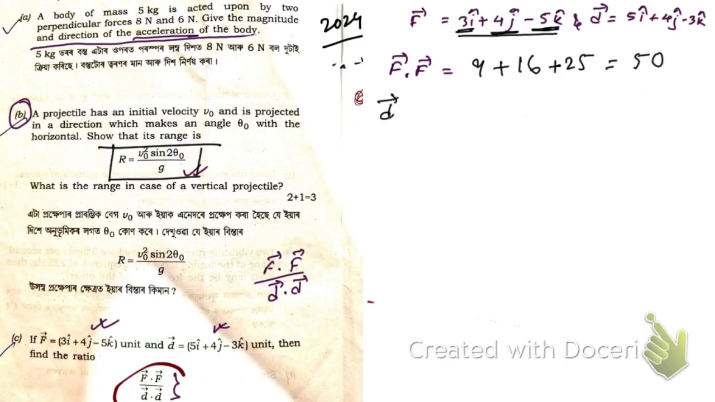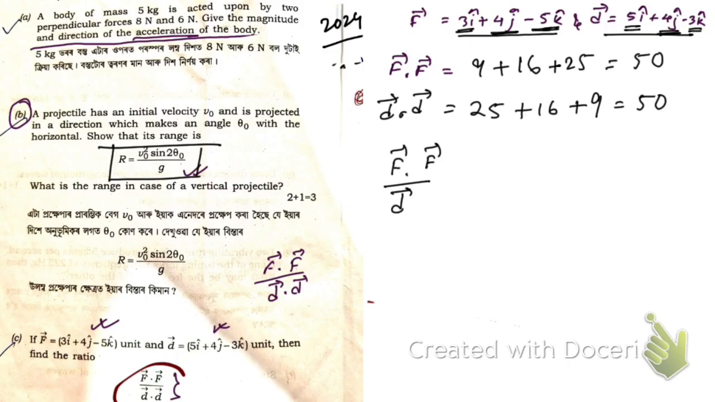Now let's find d dot d. Again 5i cap dot 5i cap, that's going to be 25. Then 4j dot 4j, that's going to be 16. And minus 3k dot minus 3k, that's going to be plus 9. K dot k is 1, right? Again it's going to be 50. So the ratio of these two, f dot f by d dot d, is going to be 50 by 50. So it's going to be 1:1, 50 cancels, right? Hope you have understood this. So let's take the next question.